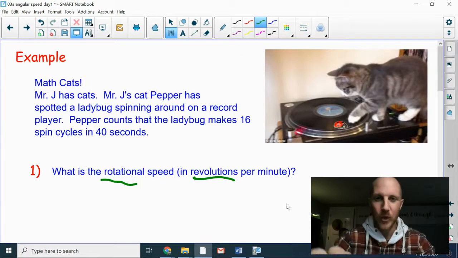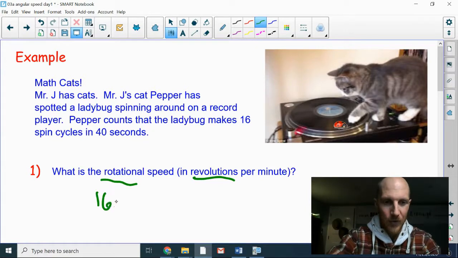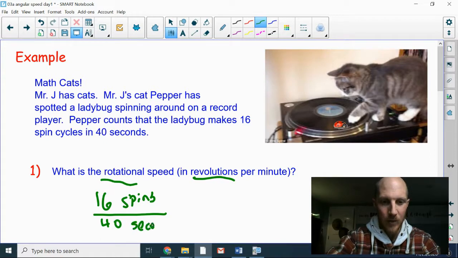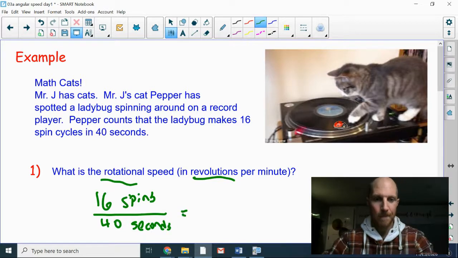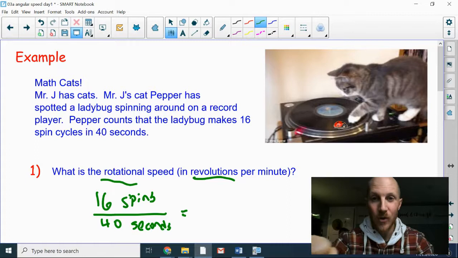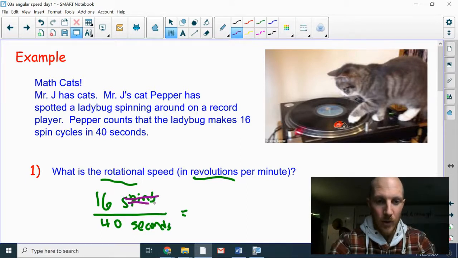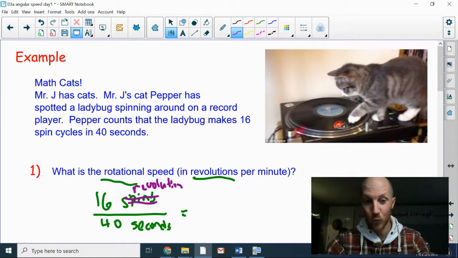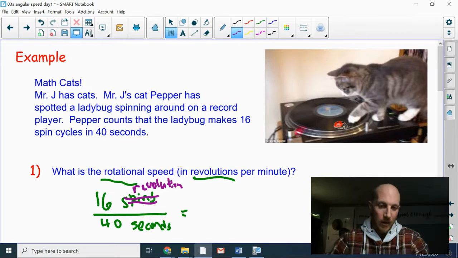So in order to calculate the rotational speed, I'm going to take the 16 spins divided by the time, which was 40 seconds, and we'll divide. And if I want to change this word, I could totally change this word. I can use revolution instead, because the directions did ask me to use revolutions per minute, and revolutions means the same thing as spins or cycles, trips around the record player. That's way too long to write, so I'm going to stick with revolutions.